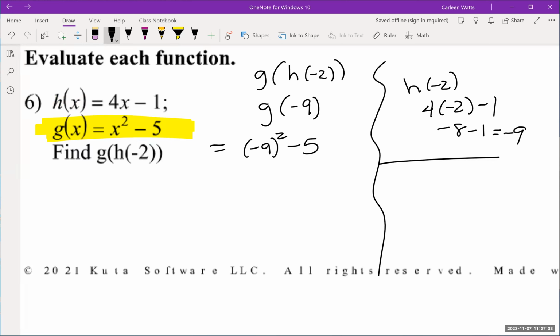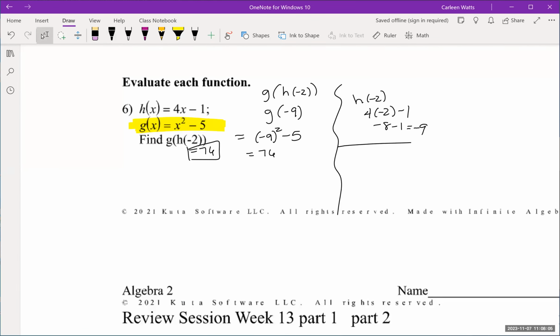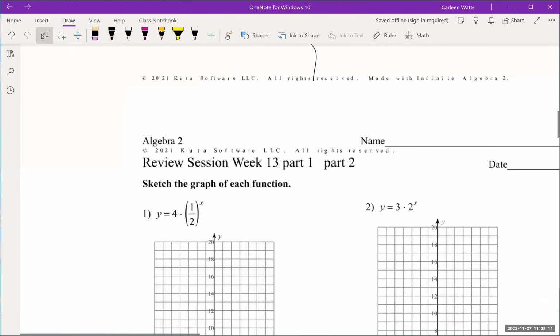Okay, let's practice. Calculator. Parentheses, -9, close your parentheses, squared minus 5. That is 76. Final answer, 76. Plug it into the inner one and then plug the answer into the outer one. Okay, that is the new material for the week. Now we are going through and reviewing.